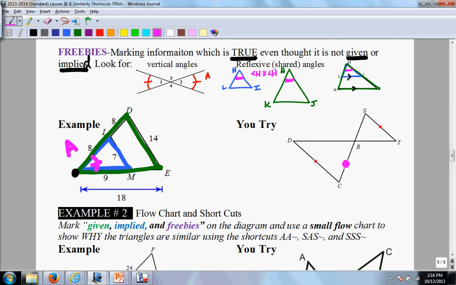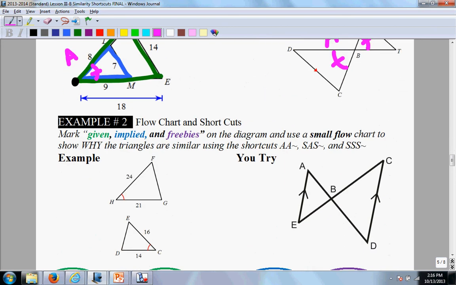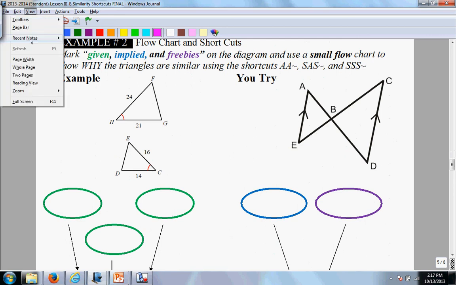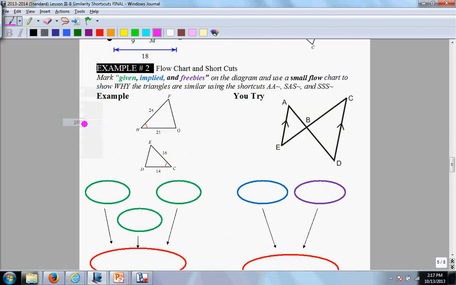You should have marked the vertical angles. And whenever you mark a pair of angles congruent, put A for a pair of angles. That's a freebie. You see it, mark it. Now let's pull these three things together, and I'm going to show you how to use similarity shortcuts in something called a flow chart.